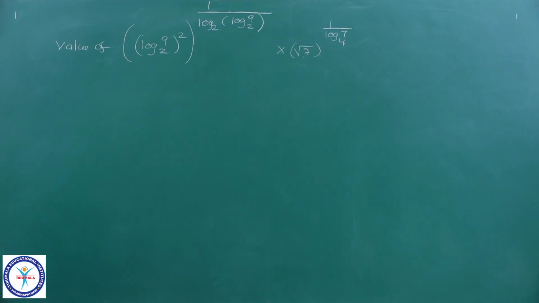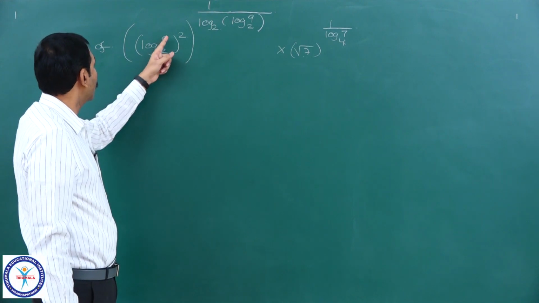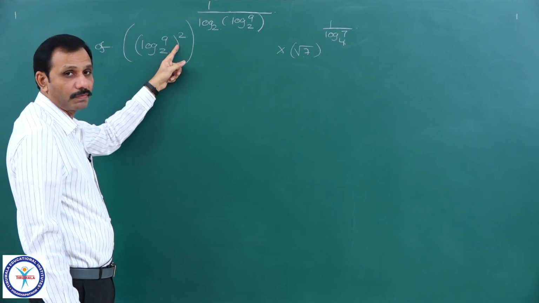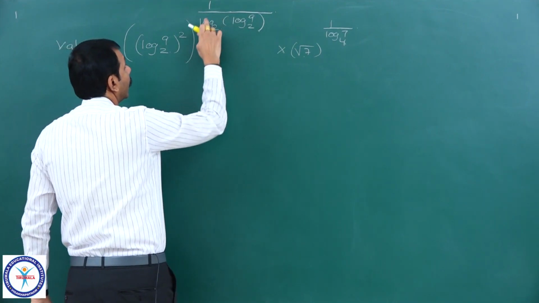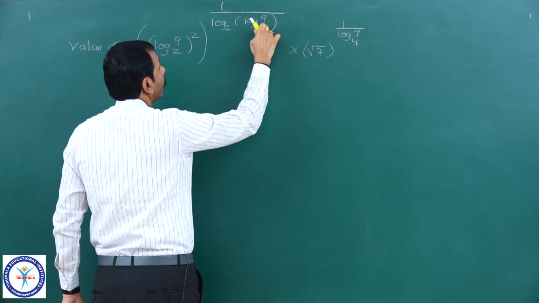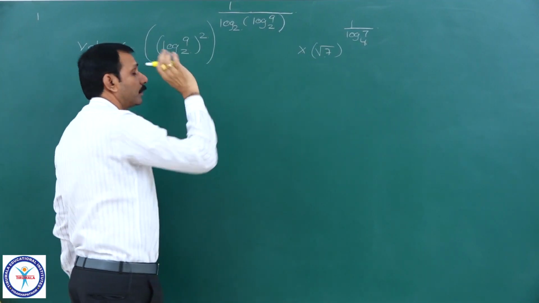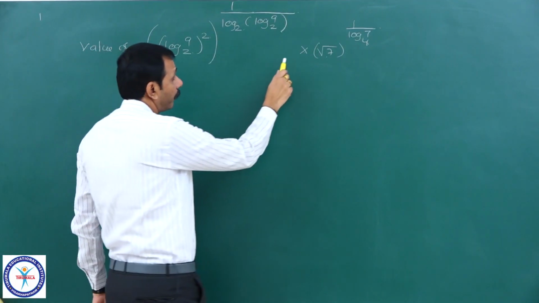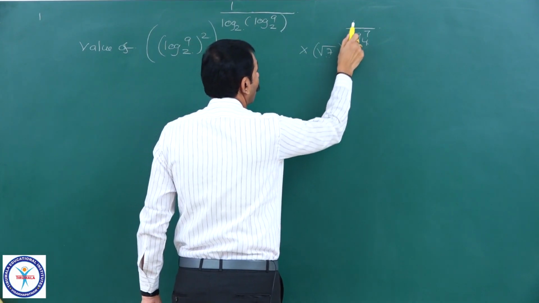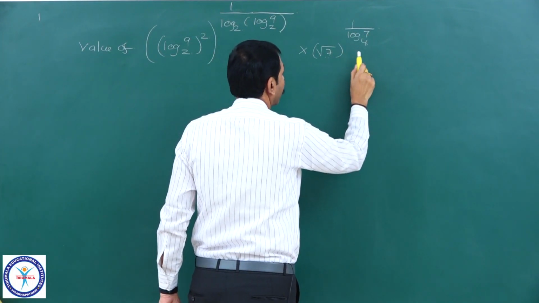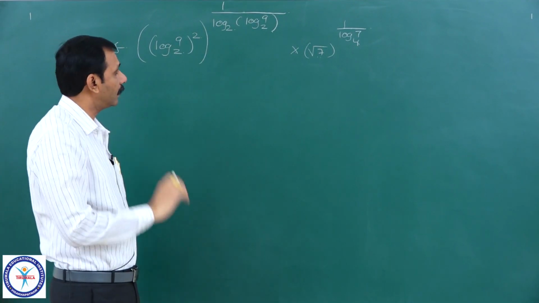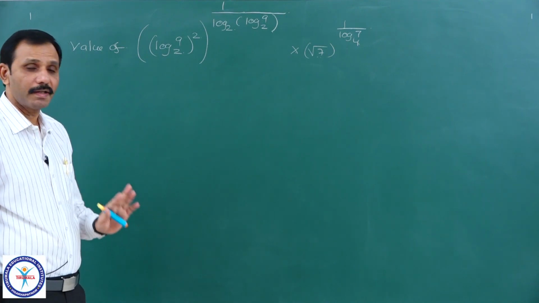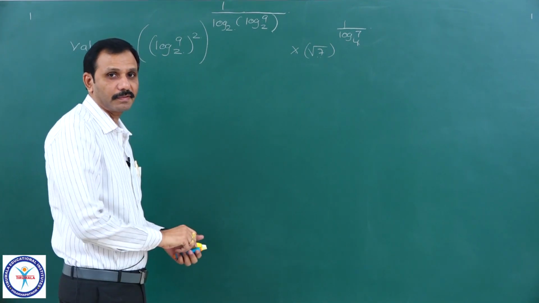Previous entrance question. Let us see this. (log 9 to the base 2)^2, whole power 1 by log of log 9 to the base 2 to the base 2, multiplied by root 7 whole power 1 by log 7 to the base 4. Good problem. First you try this one. Try it for 2-3 minutes, then start watching the video.